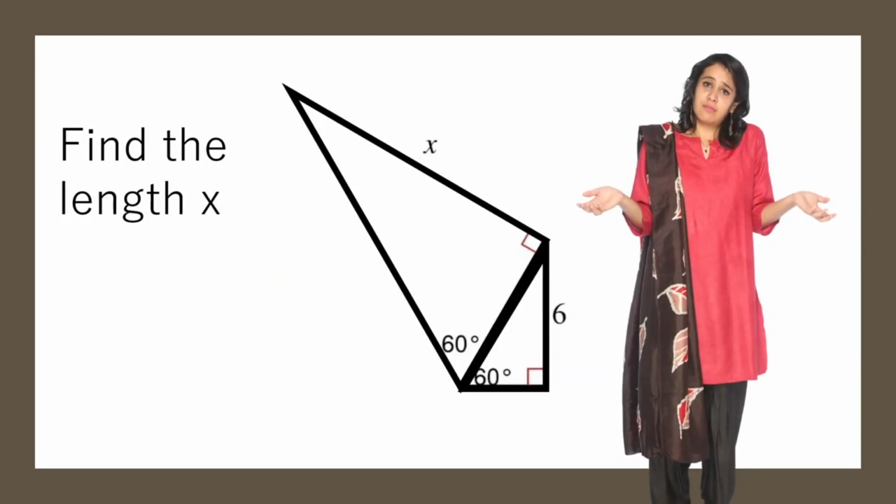Today we're going to dive straight in to a problem involving a compound shape made of two triangles. We've been asked to find the length x.